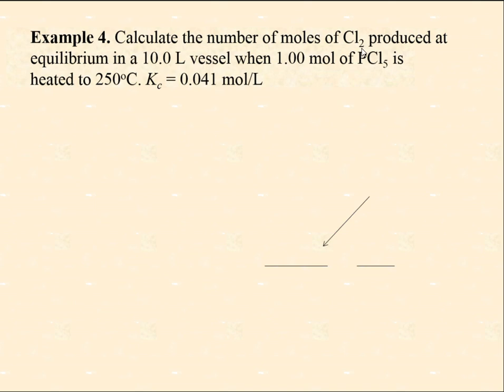Calculate the number of moles of chlorine produced at equilibrium in a 10-liter vessel when 1 mole of PCl5 is heated to 250 degrees Celsius. Now, I know that this reaction isn't given here, so I would expect, if I were you, to be given this reaction. But before we do anything, we need to get the molarity of our phosphorus pentachloride.